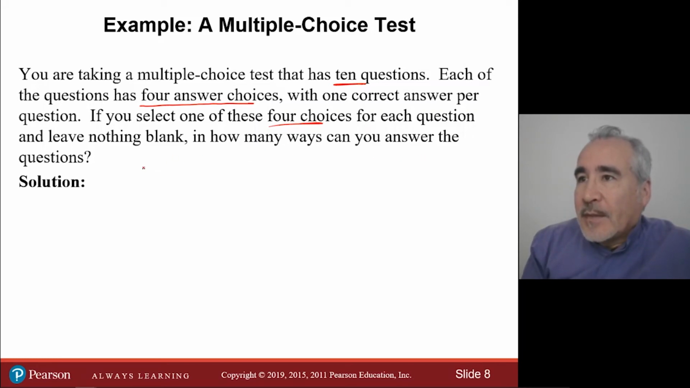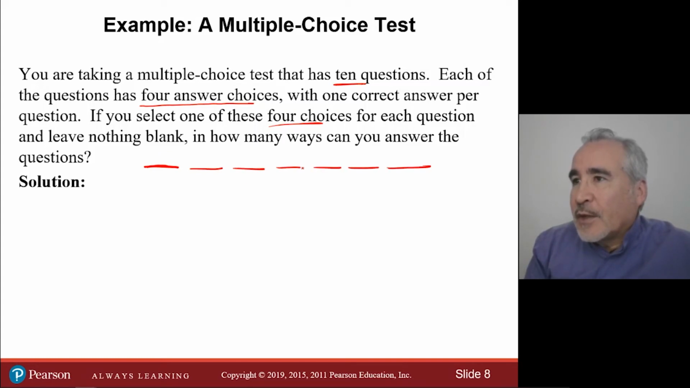Well, again, you have a number of questions. You're going to answer all 10 of them, right? So this is a little different. It's not 10 times 4. Notice it's 1, 2, 3, 4, 5, 6, 7, 8, 9, 10. There are actually 10 choices. Each question you have 4 choices. And they're A, B, C, D, or whatever it is, you have 4 choices each time.